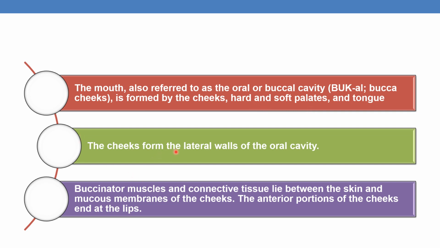The cheeks form the lateral walls of the oral cavity, and the buccinator muscles and connective tissue lie between the skin and mucous membranes of the cheeks. The anterior portions of the cheeks end at the lips.